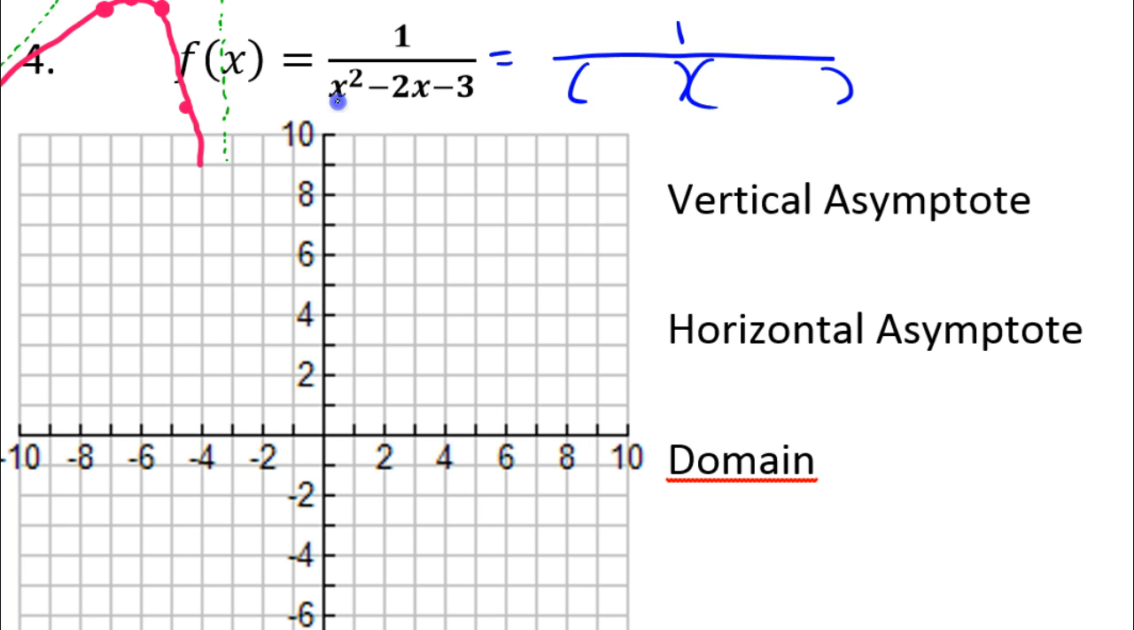X squared is x times x. 3 is 3 times 1. Inner plus outer equals middle. Inner, I have 3x. Outer, I have 1x. I'm trying to get a middle of -2.